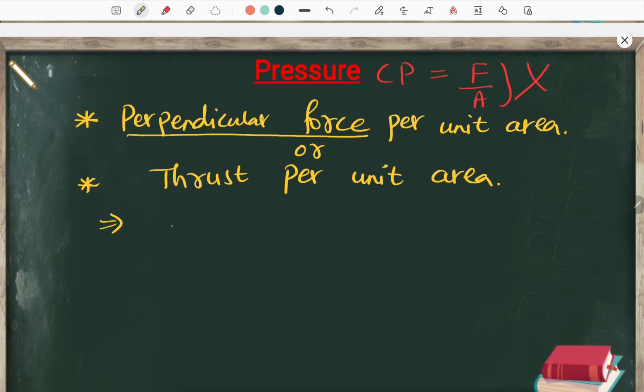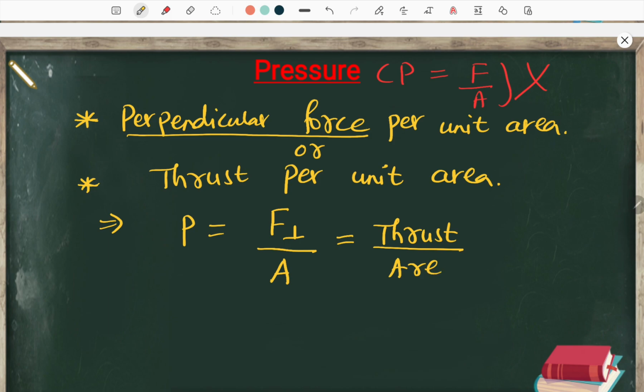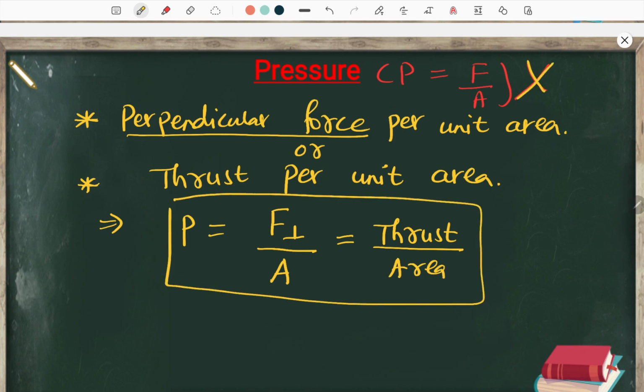So for pressure we are going to write the definition like this: F perpendicular means perpendicular force per unit area, or you can write it as thrust divided by area. Like this also you can write the definition. So this formula will be correct. Okay, this other formula is wrong. Directly you cannot say force per unit area.